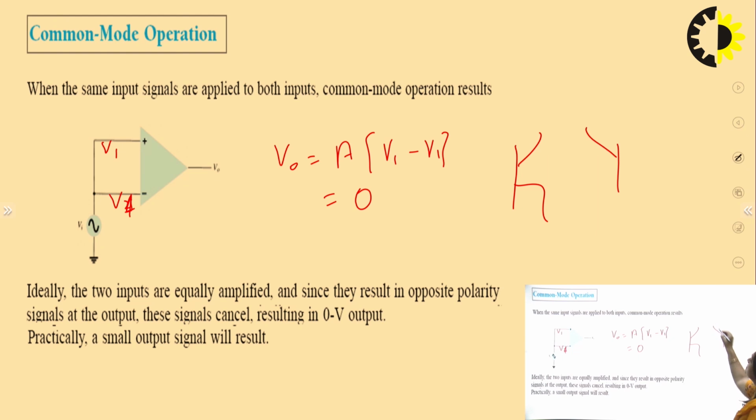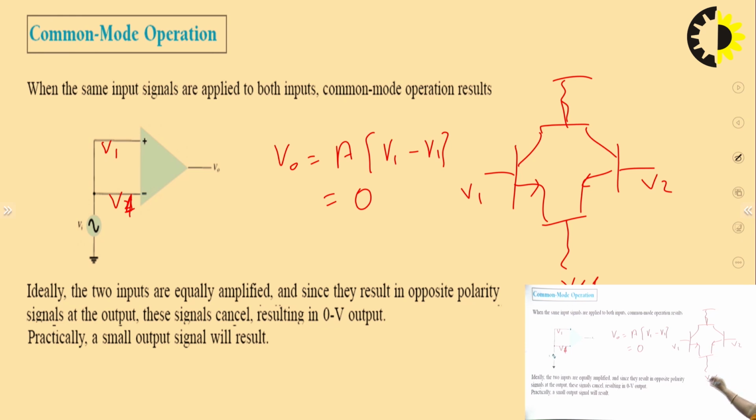seen that op-amp is basically a difference amplifier. In this way, this is the structure of the difference amplifier. We have applied V1 here, we have applied V2 here. This is VEE minus, this is VCC plus. So here we have obtained the output.